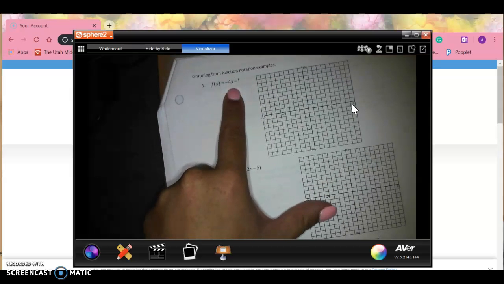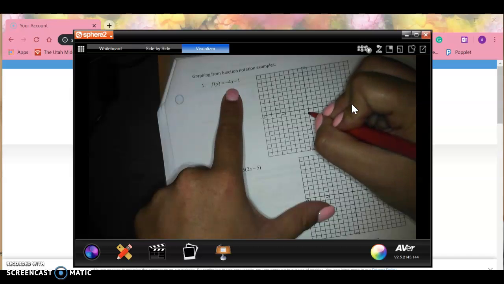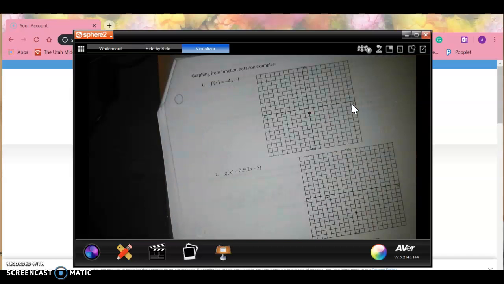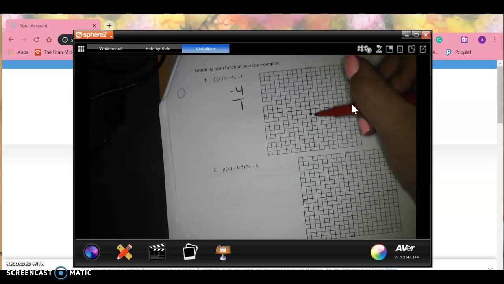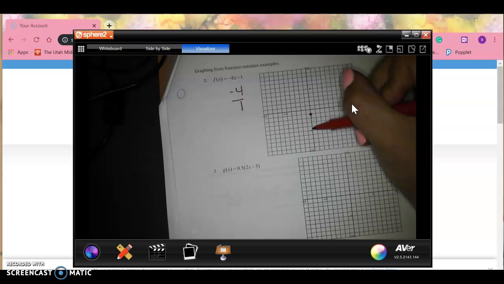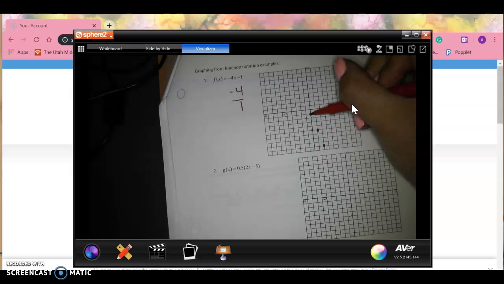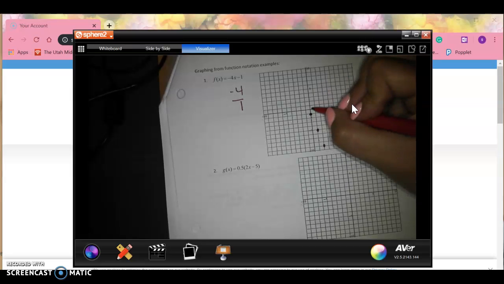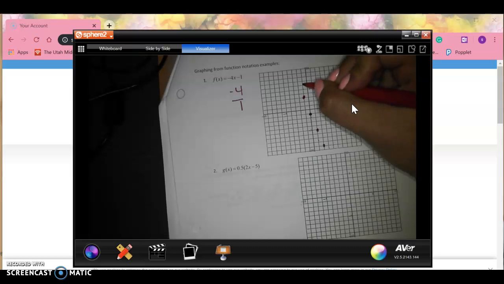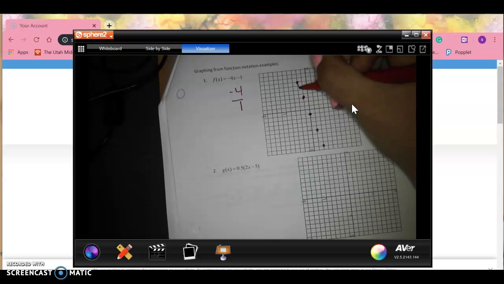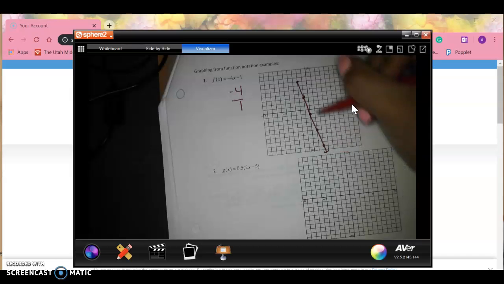This just basically says graph from function notation examples. Guys, this is slope-intercept form. So we know my y-intercept is negative 1. Alright, my slope is negative 4 or negative 4 over 1. So I'm going down 4, 1, 2, 3, 4 over 1. Down 1, 2, 3, 4 over 1. Okay, from here I can't go down anymore, so I'm going to go up 1, 2, 3, 4 to the left one, up 1, 2, 3, 4 to the left one. And here is my line.